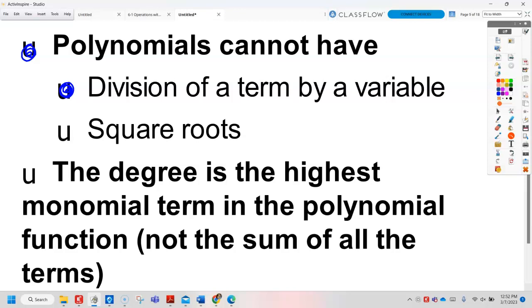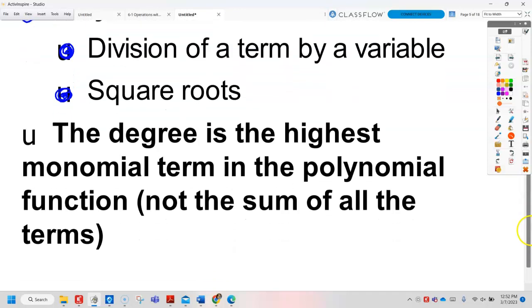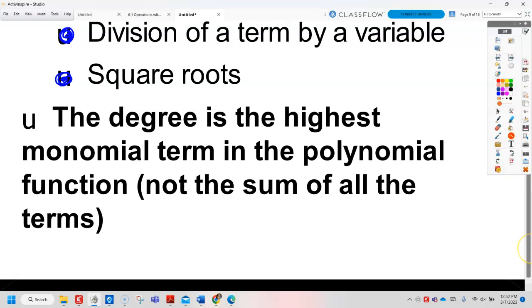So remember when we said, is this linear or non-linear? The rules were you couldn't divide by x. So that's part of the polynomial rules. You also can't be a polynomial and have a square root. Square roots are not polynomials. Square roots are square roots. So if it has a square root in the problem, it's not a polynomial. Polynomials can only be variables raised to a whole number power.